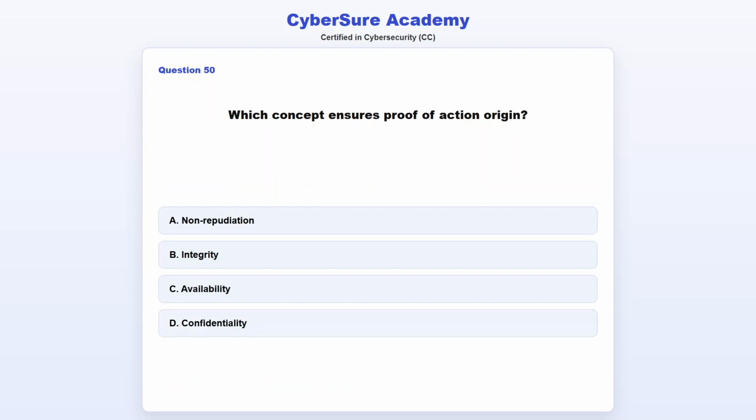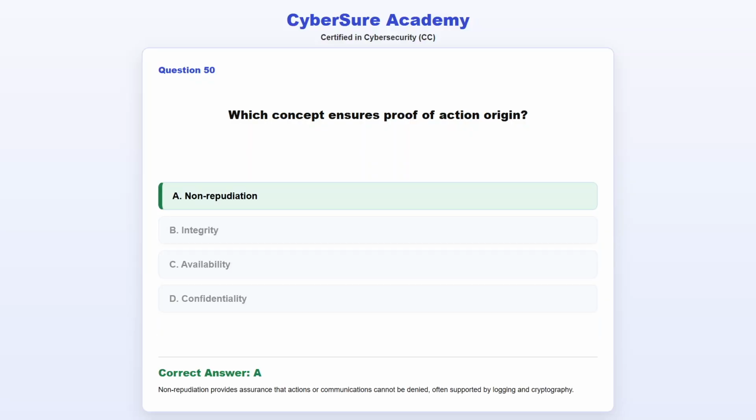Question 50. Which concept ensures proof of action origin? A, non-repudiation. B, integrity. C, availability. D, confidentiality. The correct answer is A, non-repudiation. Non-repudiation provides assurance that actions or communications cannot be denied, often supported by logging and cryptography.